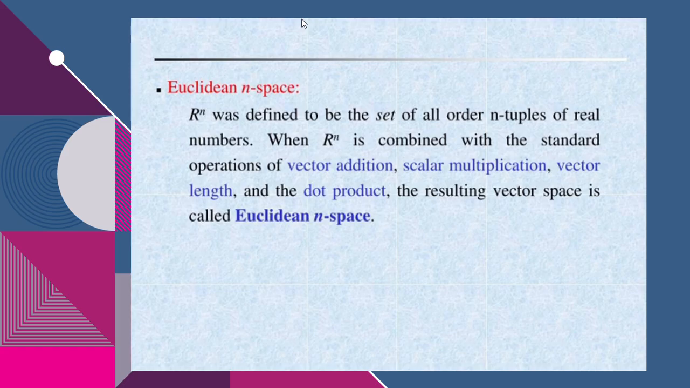Next is the Euclidean n-space. Rn is simply the set of all lists of n real numbers, like vector 1, vector 2, up to vector n. When we combine Rn with the usual operations we already know, adding vectors, multiplying by a number, measuring length, and the dot product, the whole package is given a special name, Euclidean n-space. This is basically the regular vector space we have been using all along, just with a formal name, Euclidean n-space.